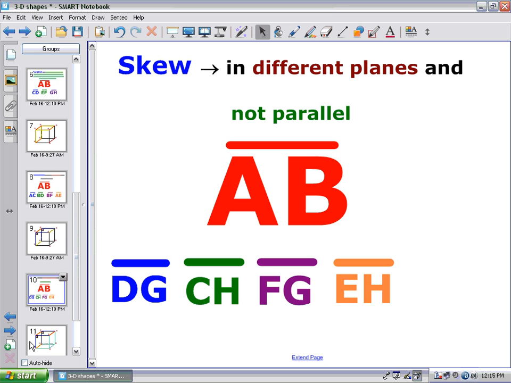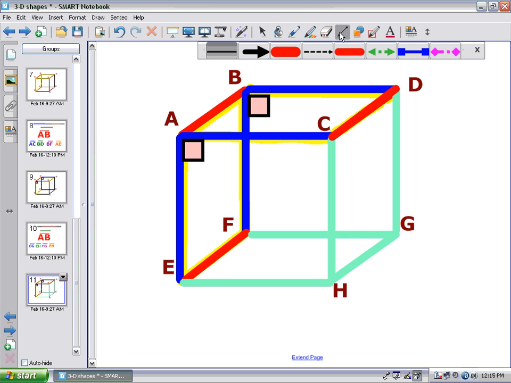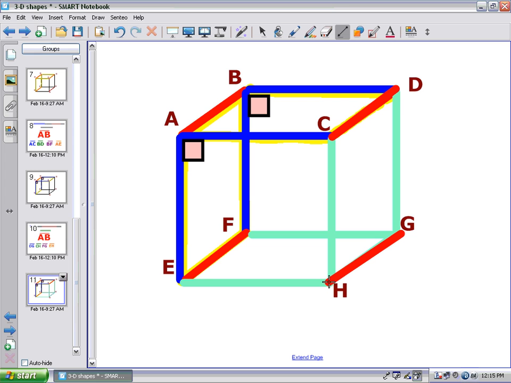Last but not least, you have skew. First off, skew, they have to be in totally different planes, and they can't be parallel. And to AB, there are only four that satisfy this criteria: D to G, C to H, F to G, and E to H. When I take a look at the picture, notice I kept my parallel lines to AB up here highlighted in red, except I got one more here I got to put. I just saw that right now. Just caught this one. Oops. From G to H.